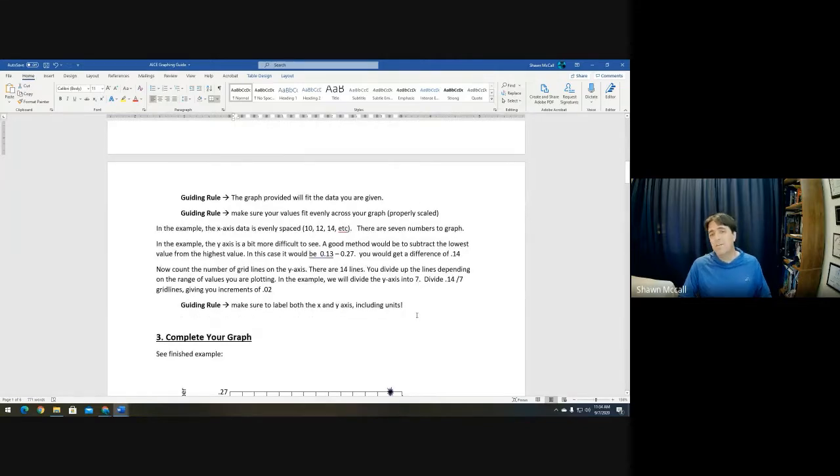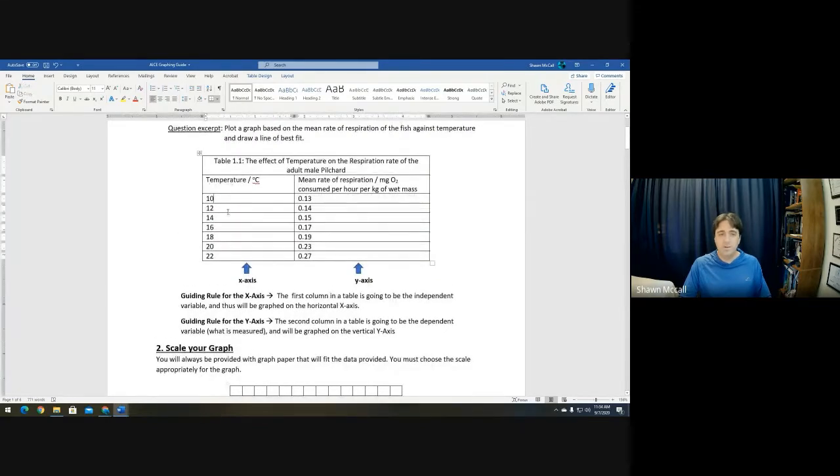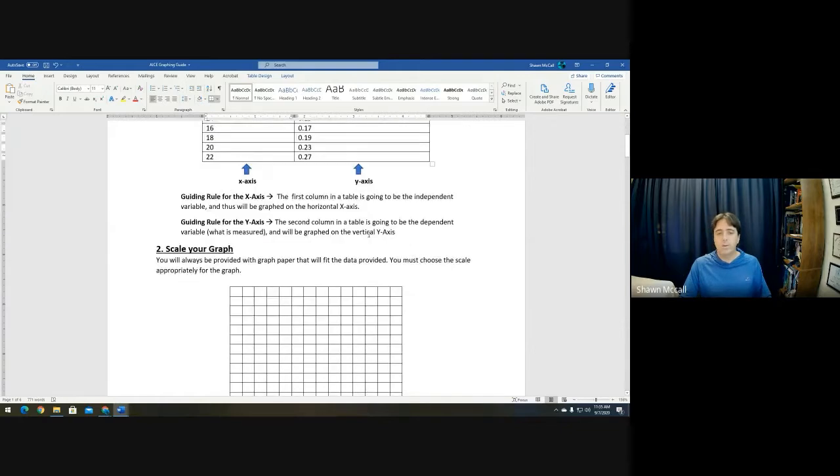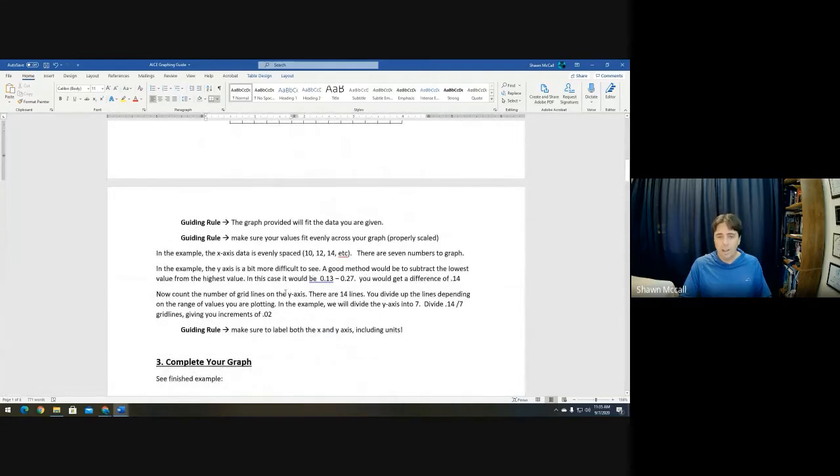Now, down here gives you a little bit of a breakdown on how to do that. For the x-axis, in this particular instance, you can tell that the data is evenly divided. You've got degrees in Celsius: 10, 12, 14, 16, 18, 20, 22. There are increments of 2 across the board, right? So you can use that to apply to your graph. Down here, we're looking at the y-axis. In the case of this kind of range, your minimum number is 0.13. Your maximum is 0.27. If you subtract the two, you're going to get a difference of 0.14.